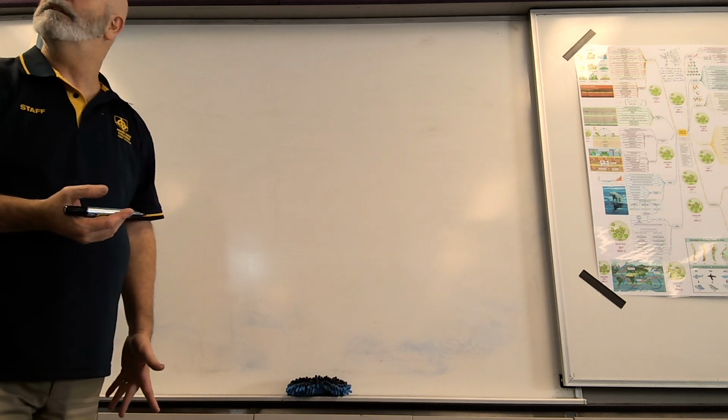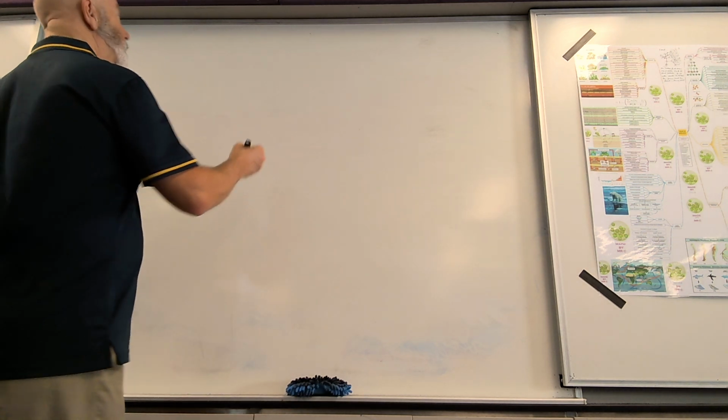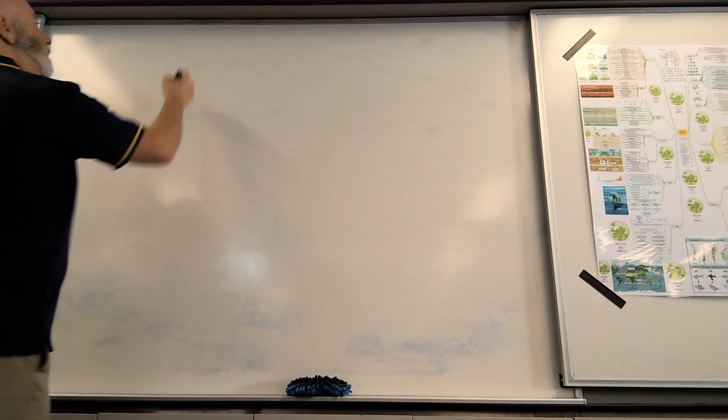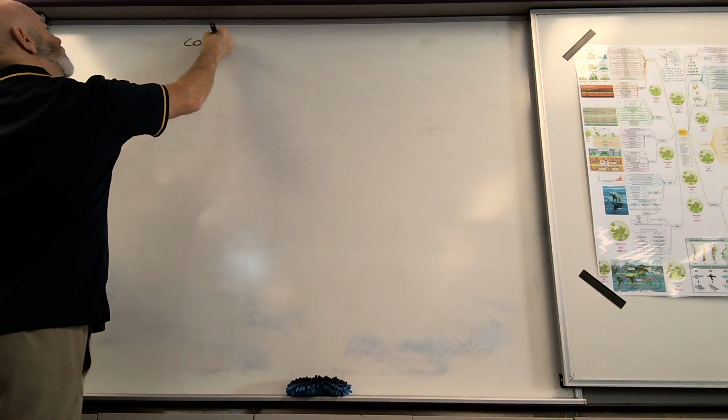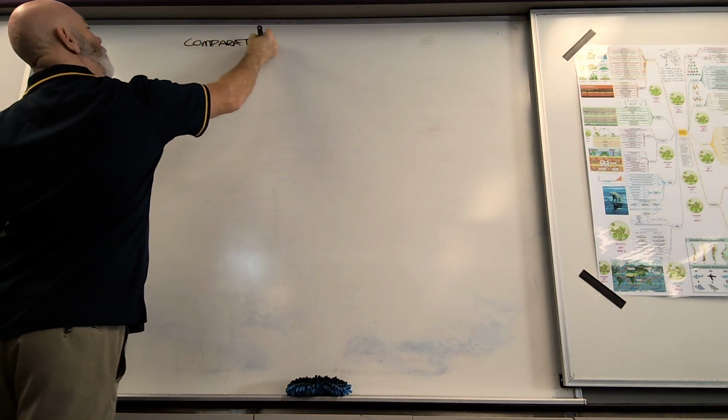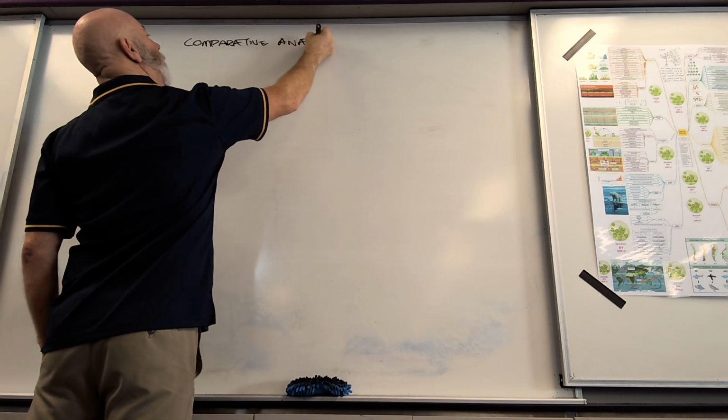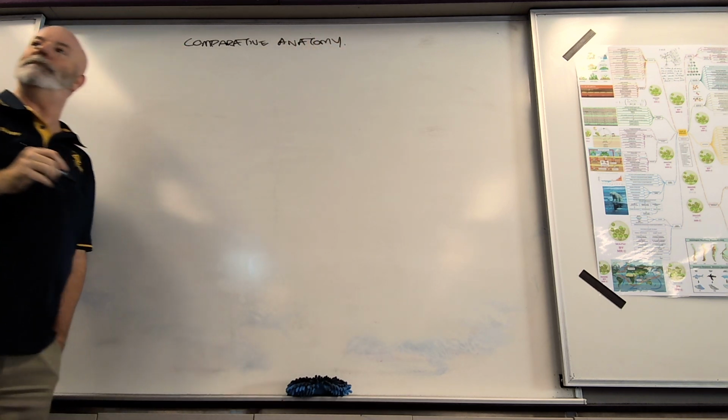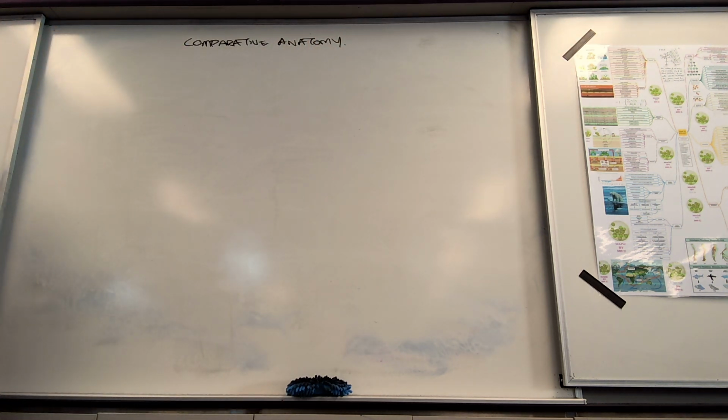The last things you need to know. Evidence for evolution comes under comparative anatomy. So, comparing anatomy. The general rule for comparative anatomy is the more similar it is, the more related it is. But that's only true for one type of evolution.